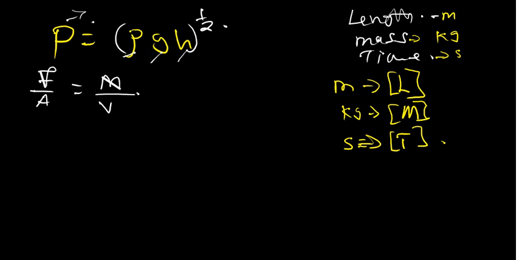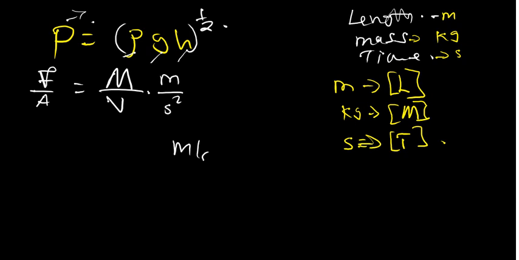So I'm going to say, let me put this mass as capital M so that we should not be confused. Let me just say this is going to be equal to the mass over the volume. Then g is going to be the meters per second squared. Now let's talk about h. h is basically meters, so I'm going to put meters.